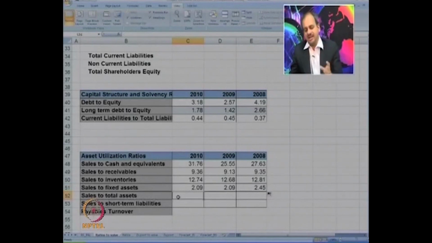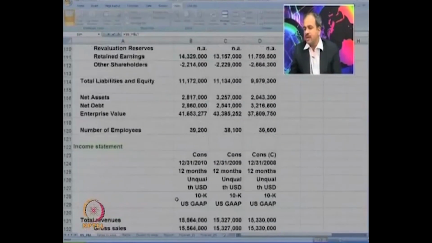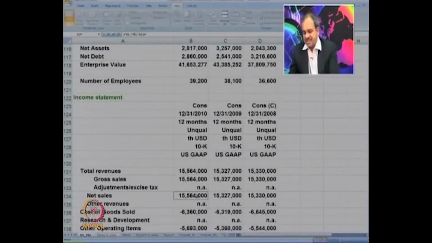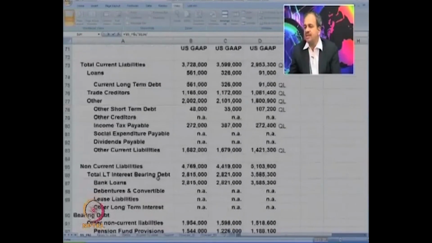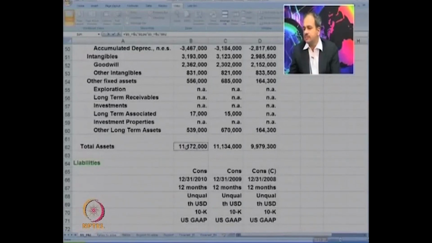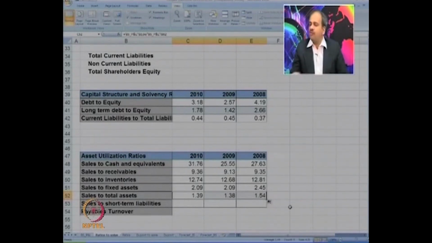Now let us look at the sales to total assets ratio. Once again I will pick up the net sales divided by the total assets of the company, and the ratio is very low. It is only 1.54, and over last 2 years it has further gone down to 1.39.